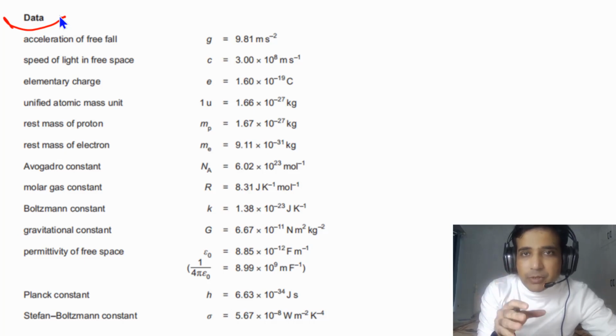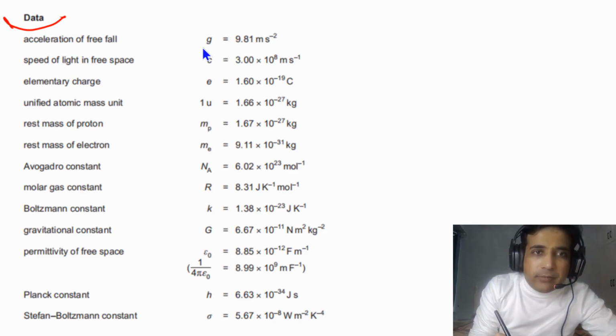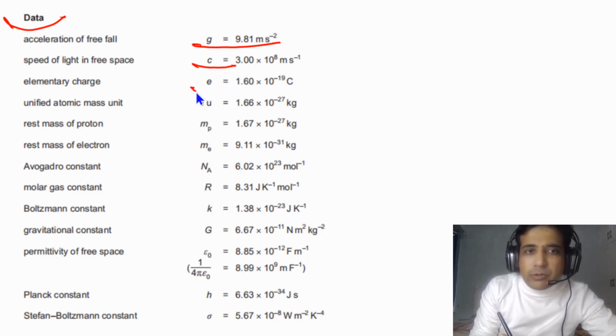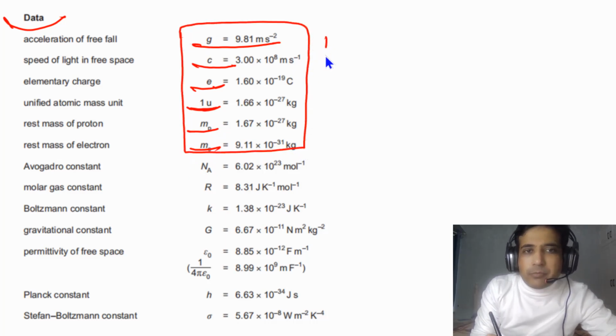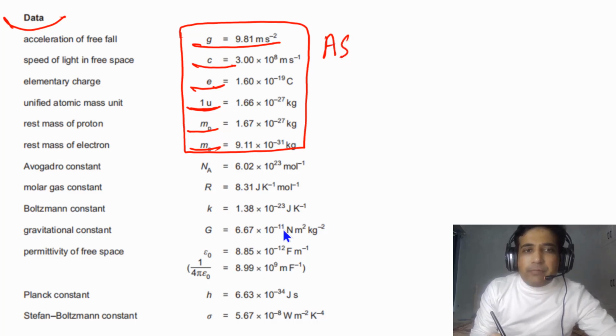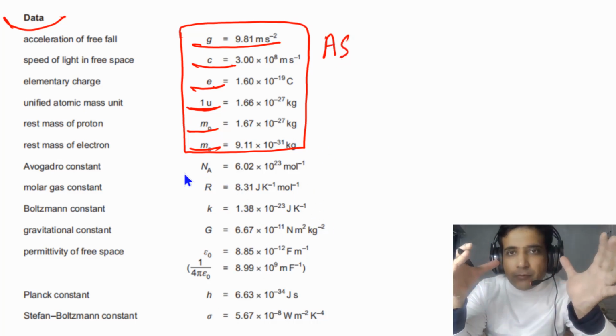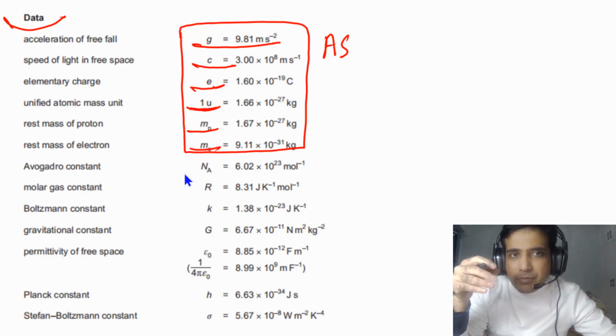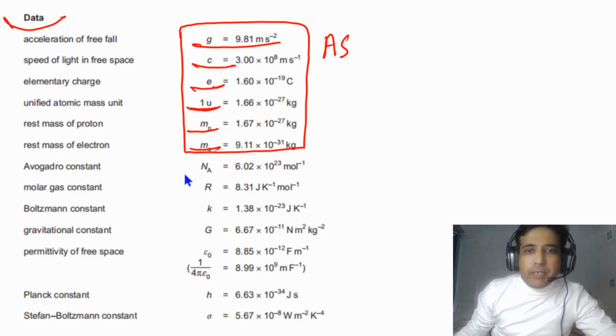If you need them, you can come to the second page of the exam paper and you can find values of constants. For AS level, you will need the value of g. You will need the value of c for some calculations. You will also need the value of elementary charge. You also need the value of 1 atomic mass unit, mass of proton, mass of electron. So these values you need for your AS physics. So this is very important for the AS part. And the rest of them are for A2. So it's better if you can remember them. If you can't remember them and you need values for some calculations, you can come to the second page and you can find values of constants.